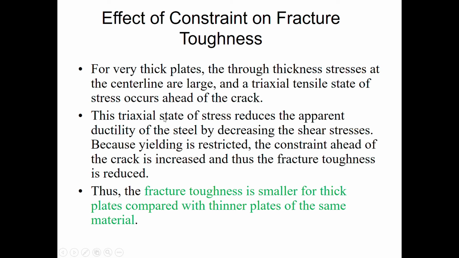Okay, this is just a conclusion: if you want to measure the same material, the same specimen, but differing in thickness, the fracture toughness is always smaller for the thick plates. This is due to the triaxial state of stress, because it has reduced the apparent ductility of the steel. You will get a different result for different types of material. In this case, it's just about steel.